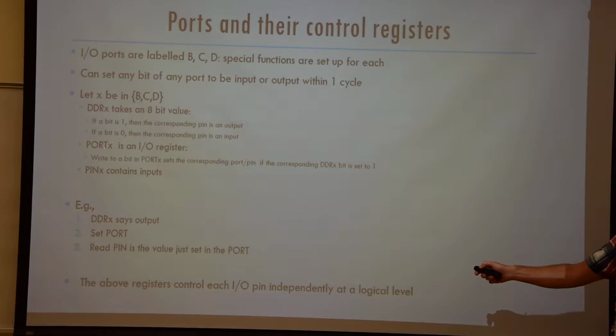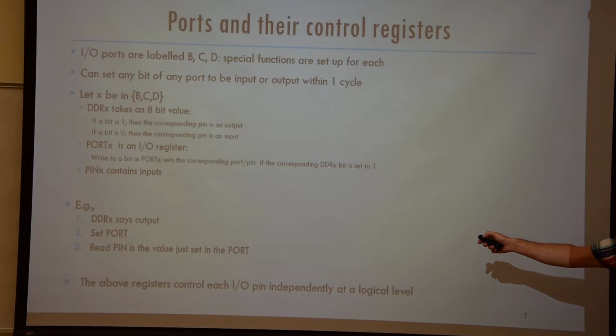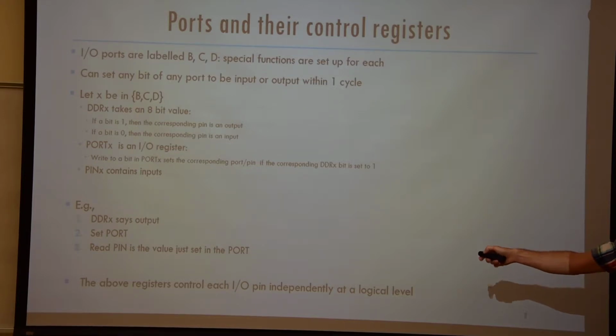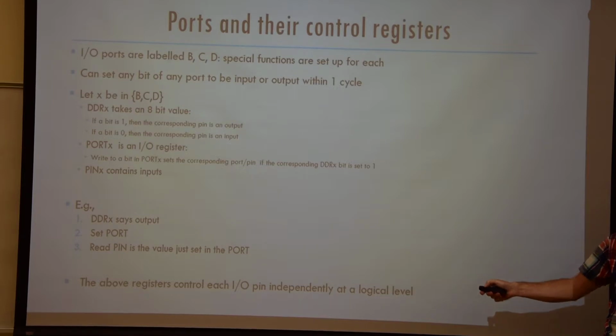And the port X over here is an I/O register, so you can write a bit to the port and that will set the output on that pin to a high or low voltage if the corresponding DDR-X is set to 1, indicating that you indeed want to use the pin as an output. Now the pin register over here only contains inputs, and you can only read that particular register.